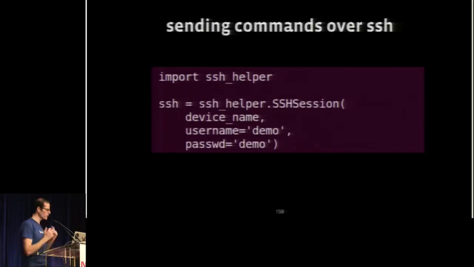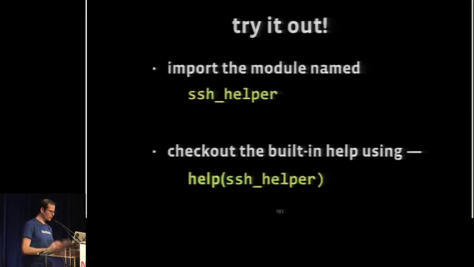So what we do is we import SSH helper, and then we create this new variable called SSH. It equals the result of calling SSH helper's SSH session by passing in device name, a username, and a password. I actually want you to try this out so that you're familiar with this part. So go ahead and try to import SSH helper.